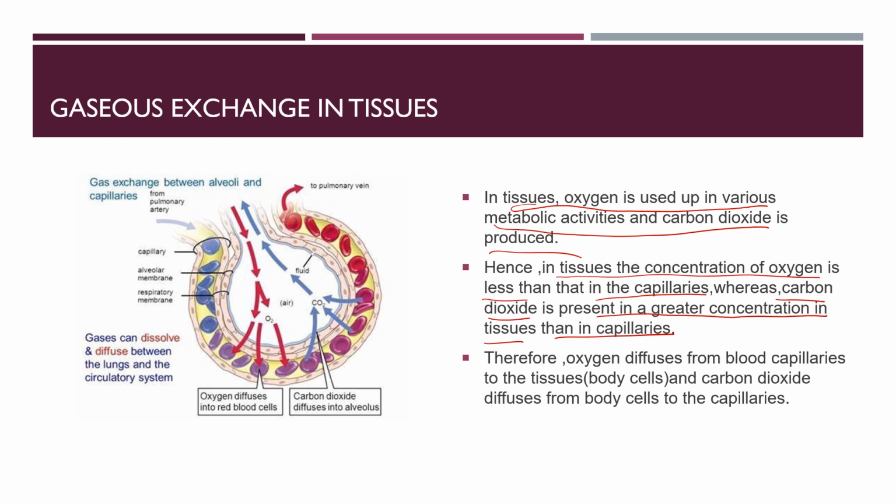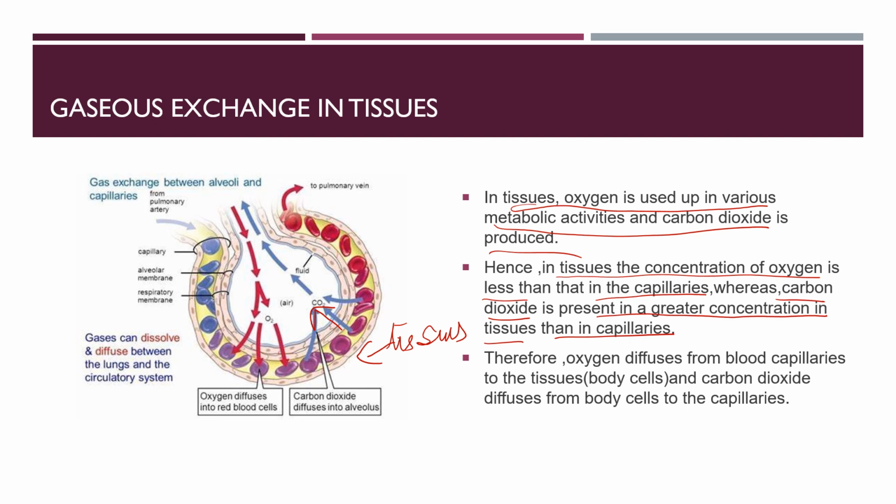As in the tissues carbon dioxide is more than in the capillaries, from the tissues it diffuses into the capillaries, and from the capillaries the carbon dioxide is diffusing into the alveoli. So this is passing through the concentration gradient. From the higher concentration, the carbon dioxide is diffusing to a region of lower concentration.